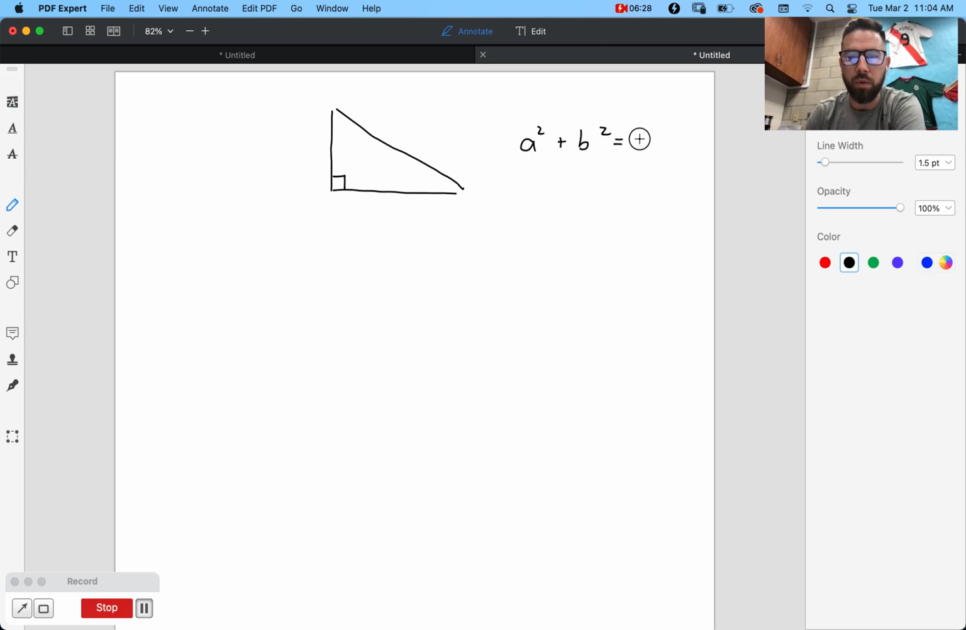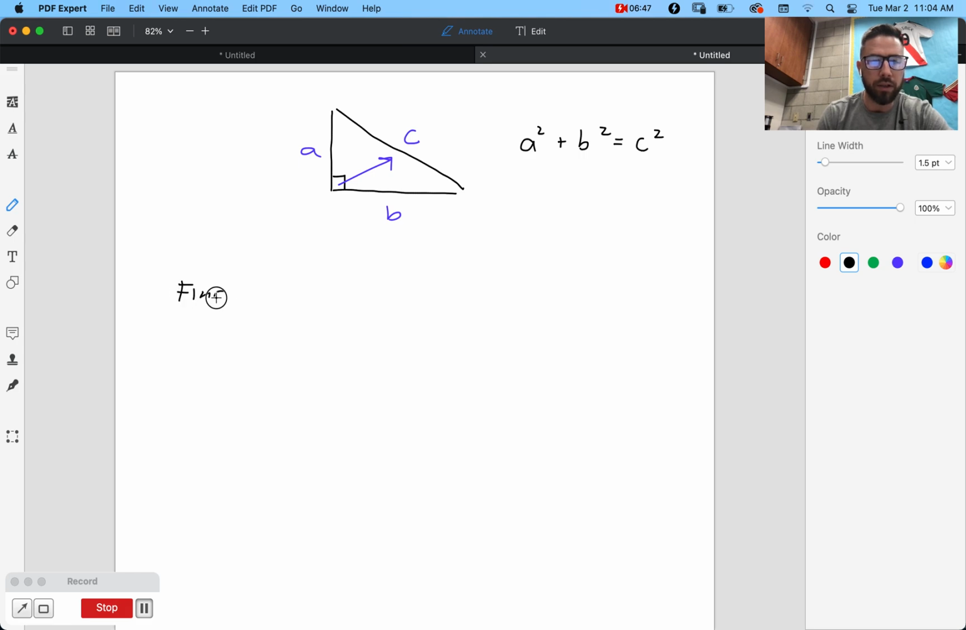A squared plus b squared equals c squared. And remember that across from the right angle is always c. That's all that matters because these other two are going to be a and b. It doesn't matter which one's which. Across from the right angle is c. Now let's go and see what that looks like.